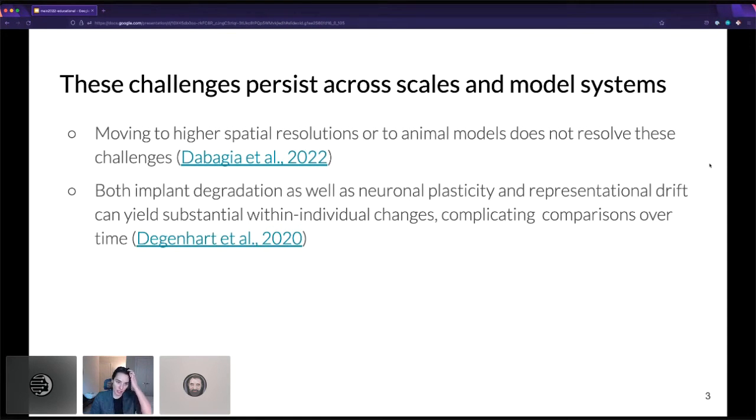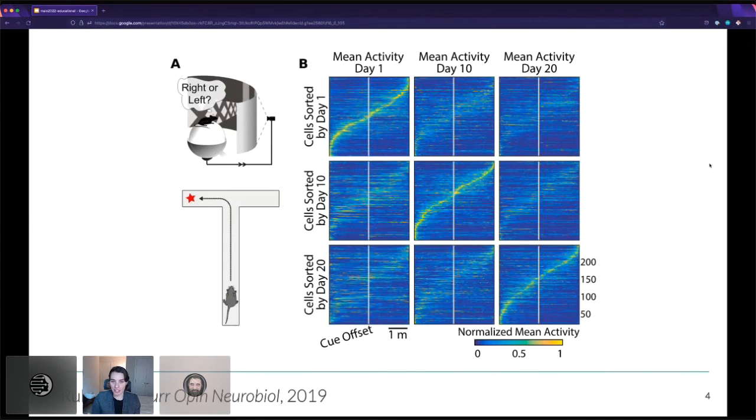And even actually they've exacerbated the problem, because now when we have access to this really high resolution data within individuals, we see that, if you're doing invasive recordings with implant degradation, or even in non-invasive recordings, changes in neuronal plasticity and representational drift can yield substantial within individual changes and make it really complicated to compare the same individual's recordings over time. So here's an example just to kind of illustrate what I mean.